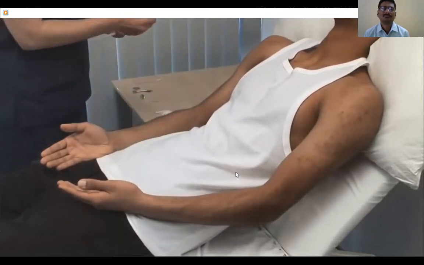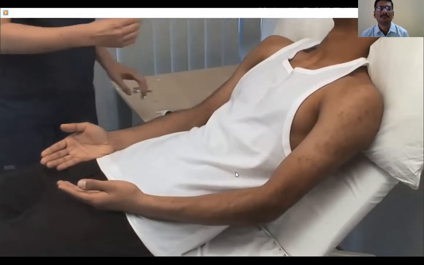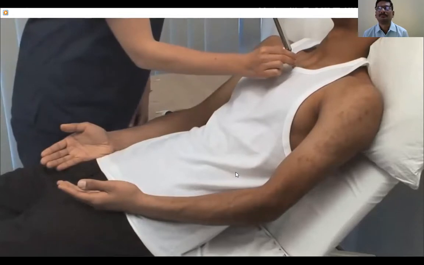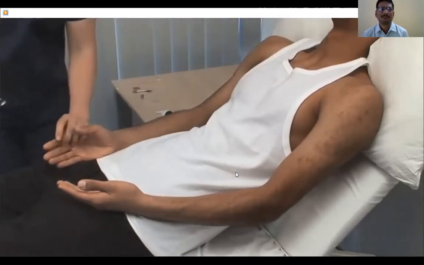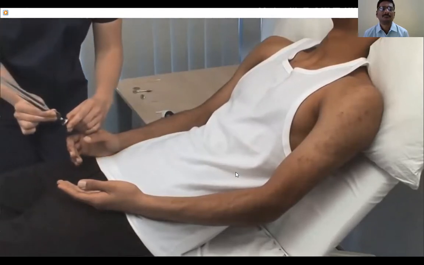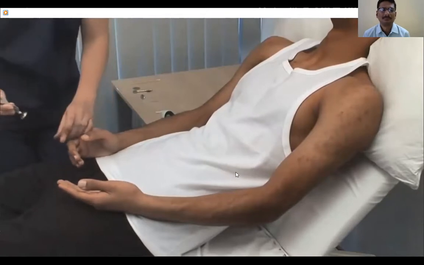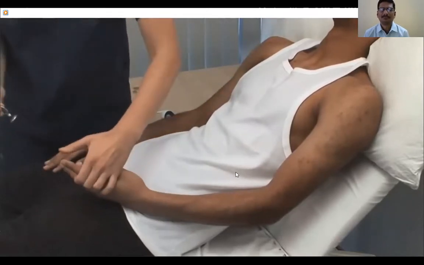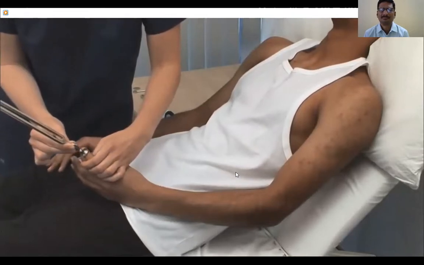Now, use the flat base of the tuning fork to test vibration sense. Can you feel this vibrating? Test on the distal bony prominences. Can you feel it here? And is it vibrating? If sensation is absent, work proximally. Can you feel it here? And is it vibrating?